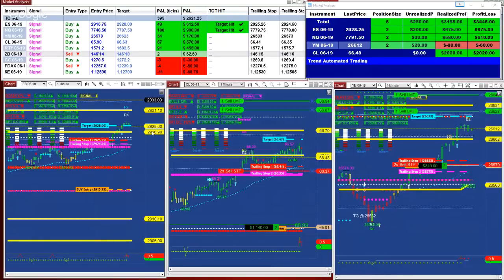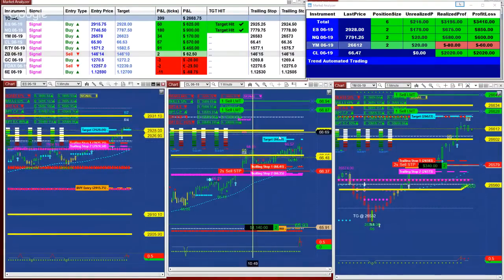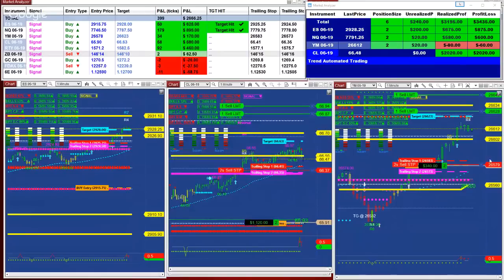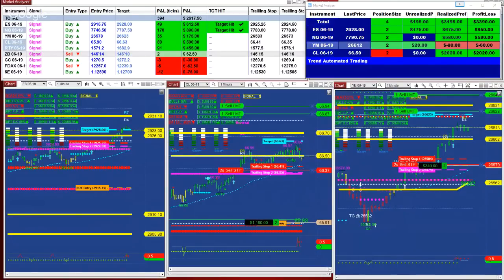This is funny. I can move the ES, I can move the CL, and I cannot move the YM. Look, I cannot move the YM chart either, the one for the new auto trade. It's going to take a few seconds, and then we are able to move it.